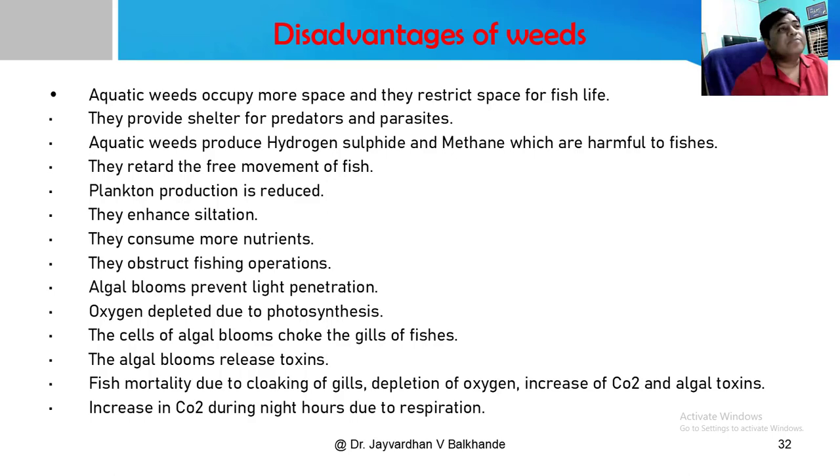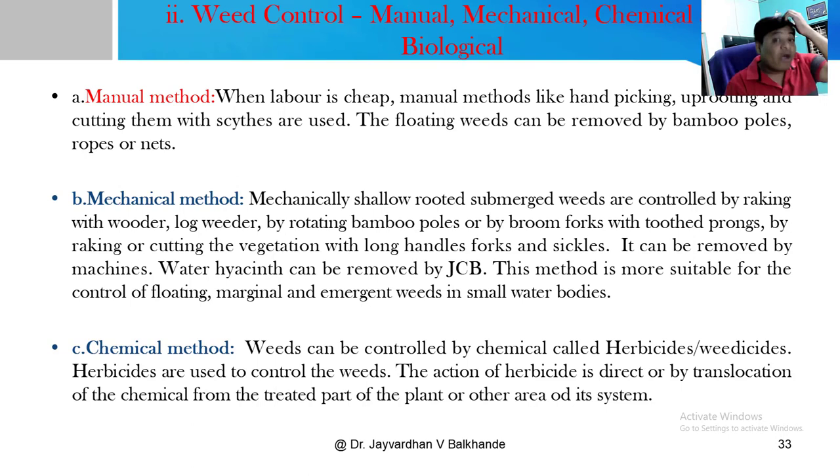Because of these disadvantages of weeds, we should remove the aquatic weeds from the water. For the control of these weeds, a number of methods are applied: manually, mechanically, chemically, and biologically. Manually, when labor is cheap, methods like hand picking, uprooting, and cutting with scythes are used. The floating weeds can be removed by bamboo poles, ropes, or nets. It can be easily removed by this manual method.